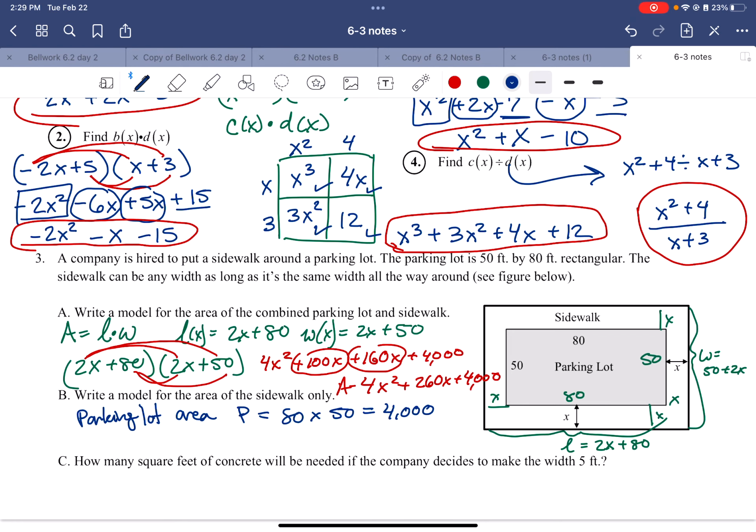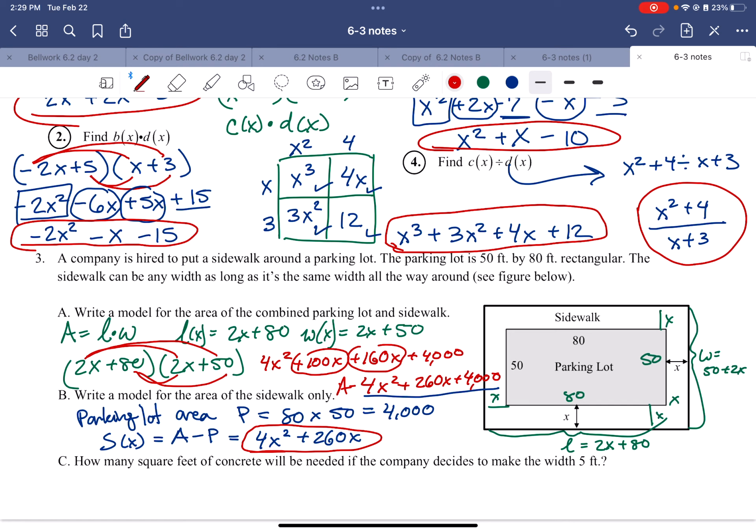And so if we subtract the area to get the sidewalk area, it's just going to equal the total area minus the parking lot area. So it's going to equal this function here minus 4,000. So it will equal 4x squared plus 260x plus 4,000 minus 4,000. They cancel out. So that is our total area of the sidewalk right there.